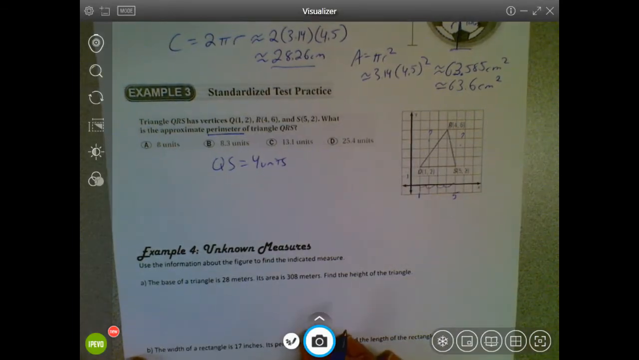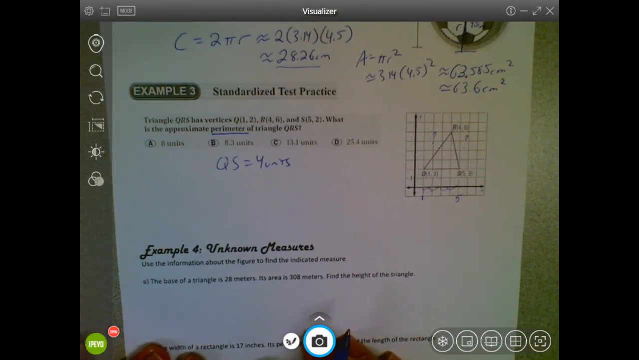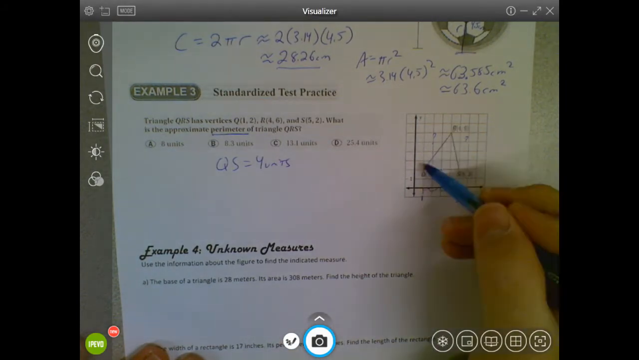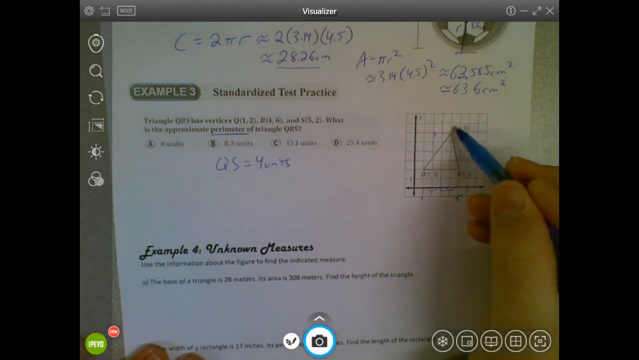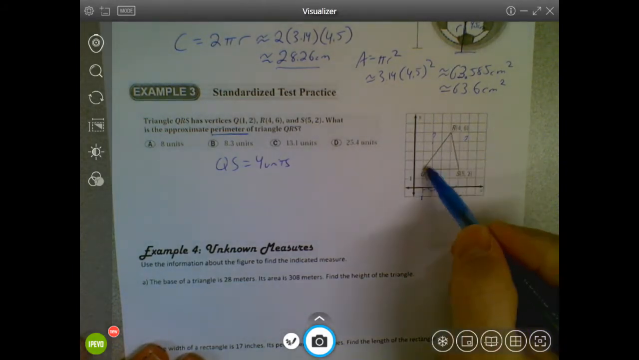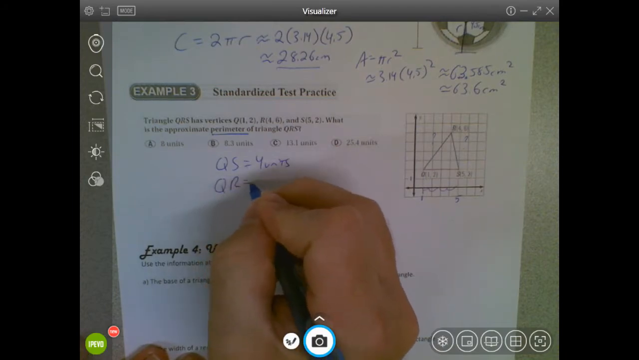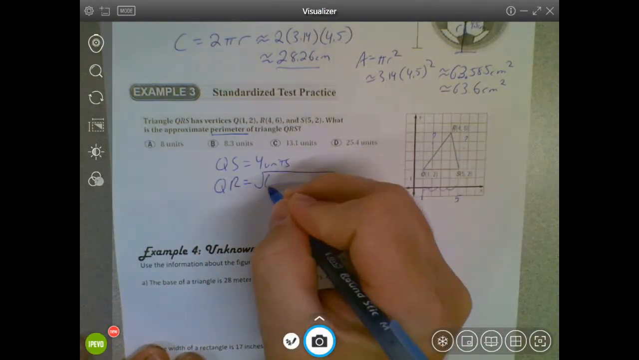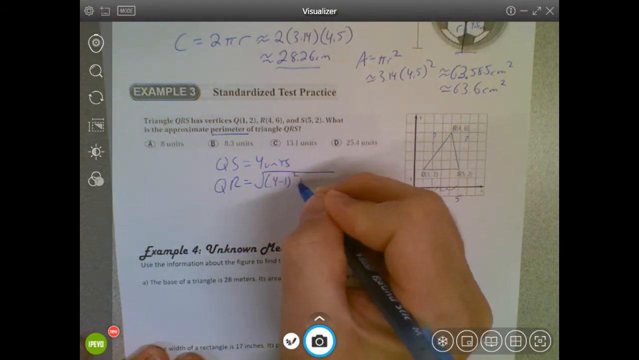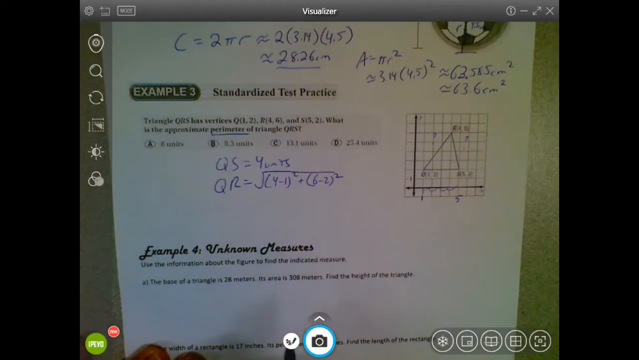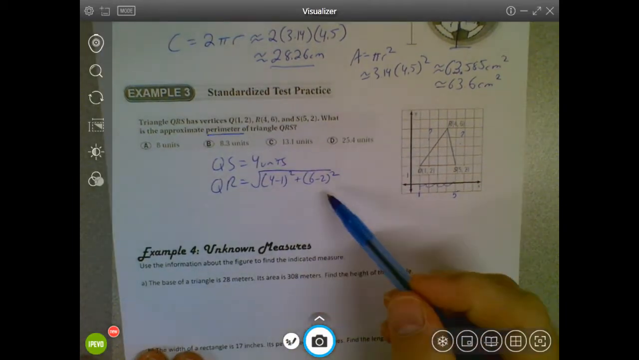And there's only one way we've learned to be able to do that. We're going to have to use the distance formula for this. So perimeter means find the length around the object. So, the length around the triangle here. So we need to figure out the length of QR. So QR is going to be the square root of x2 minus x1 squared plus y2 minus y1 squared. And if you need a refresher on distance formula, those videos are available as well.